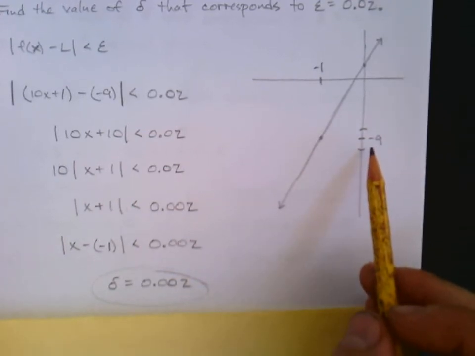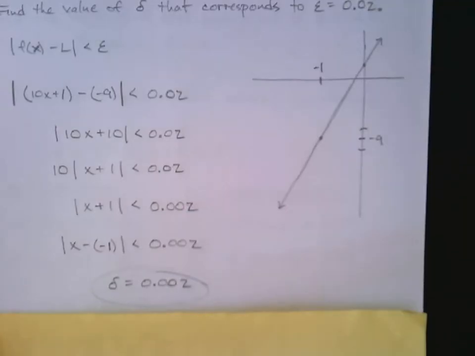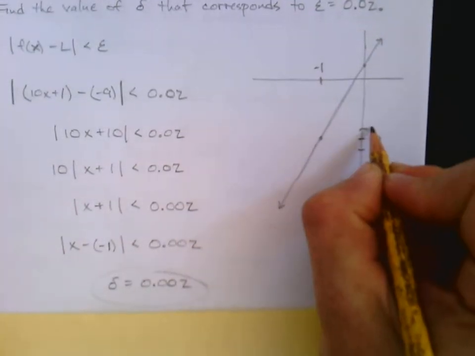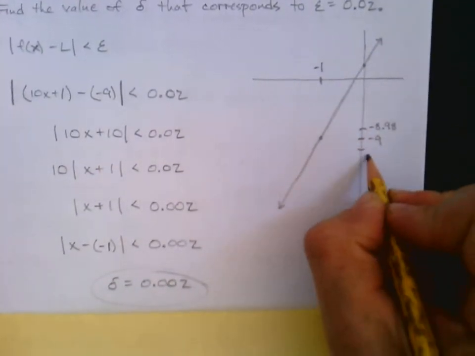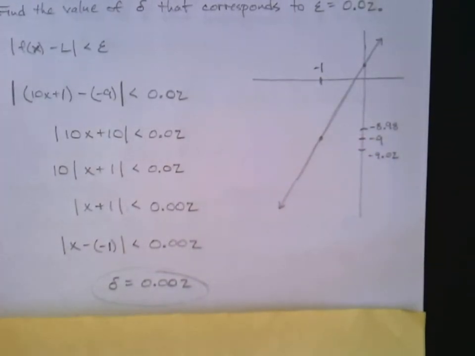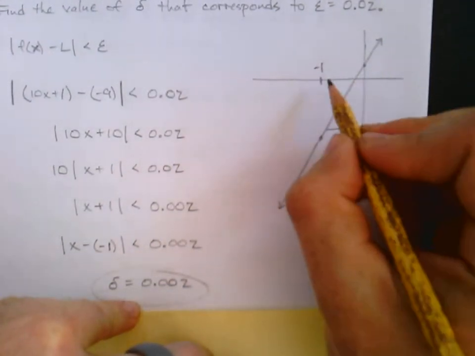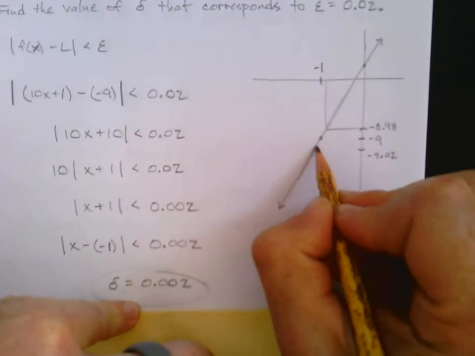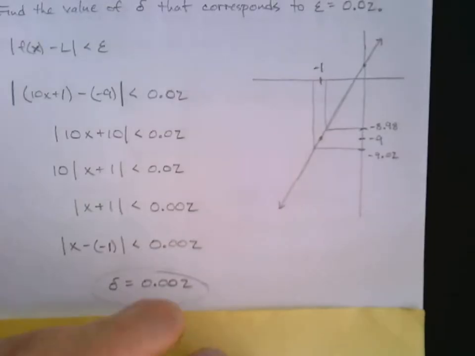What values would those be in this example? So we said to be within 0.02. So this upper one, if we add 0.02, that would be negative 8.98. And down here, well, that's negative 9.02. So we moved 0.02 in either direction. If we were to trace this back to the function and then up, it creates a little window around negative 1.